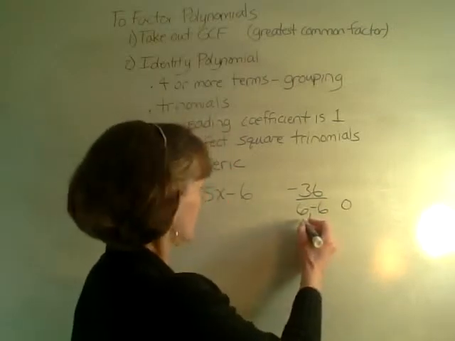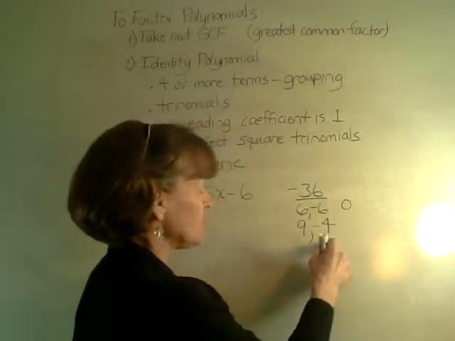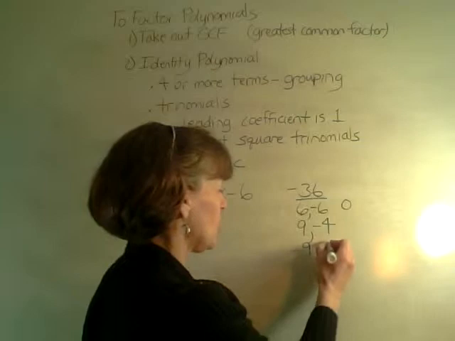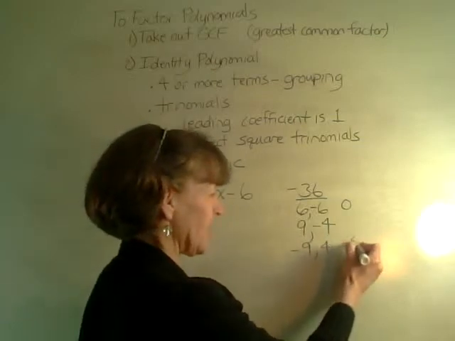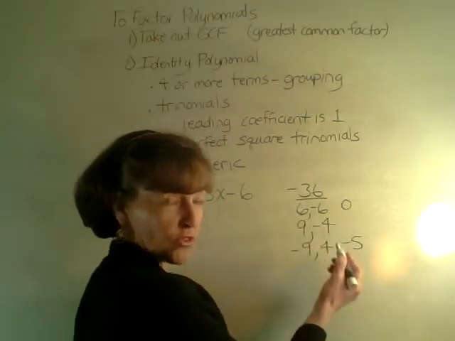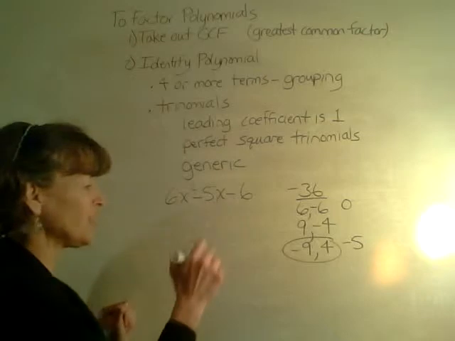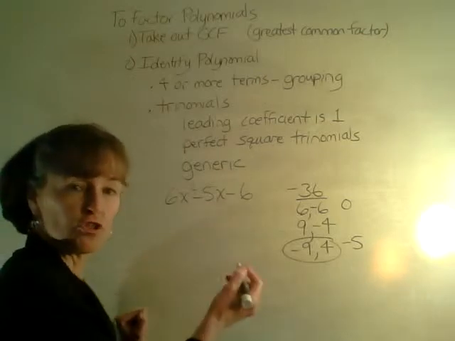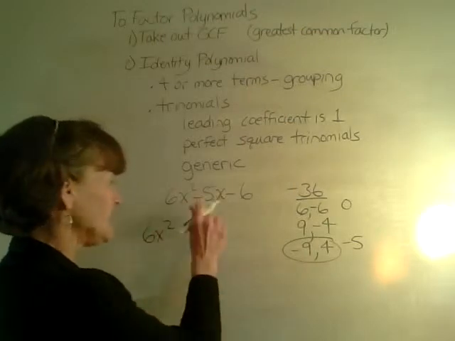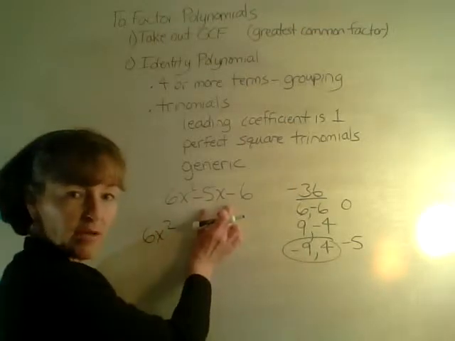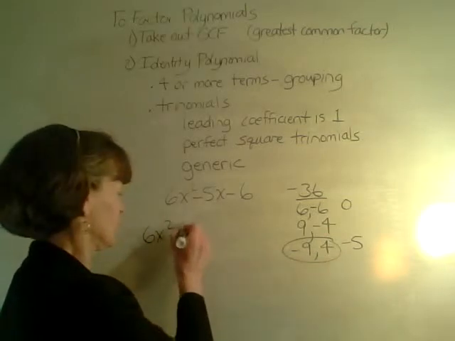All right, 9 and 4 give me negative 36. There's positive 9 and negative 4, negative 9 and positive 4. Well, negative 9 and positive 4 actually add up to give me my negative 5. So those are the pair of factors that I'm going to use to rewrite my trinomial as 4 terms. So I'll have 6x squared, and instead of minus 5x, I'm going to have minus 9x plus 4x.